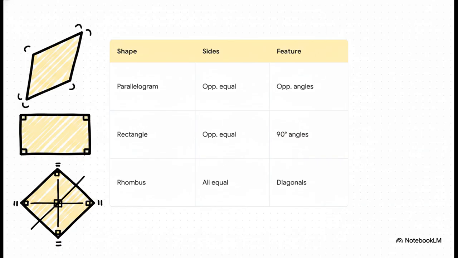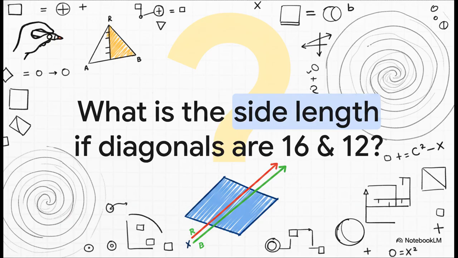But I really want you to focus on the rhombus. It demands that all four sides are exactly equal, and it has an incredible hidden feature. Its diagonals, the lines drawn from corner to opposite corner, bisect each other at exactly 90 degrees, forming a perfect crosshair right in the middle. Because of that special feature, we can tackle classic boss-level geometry questions.